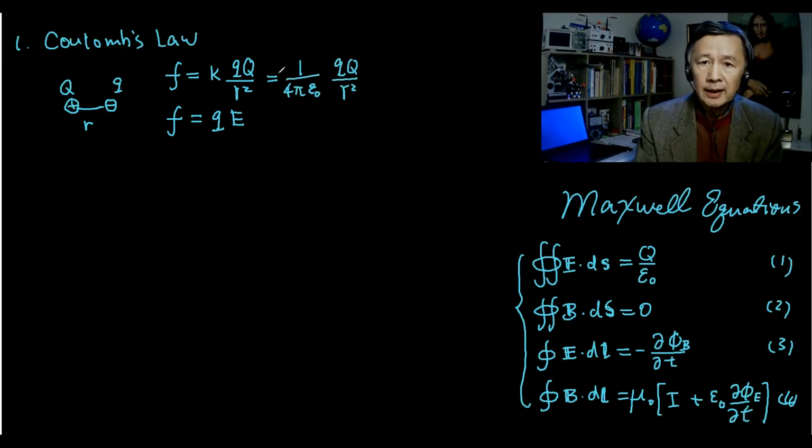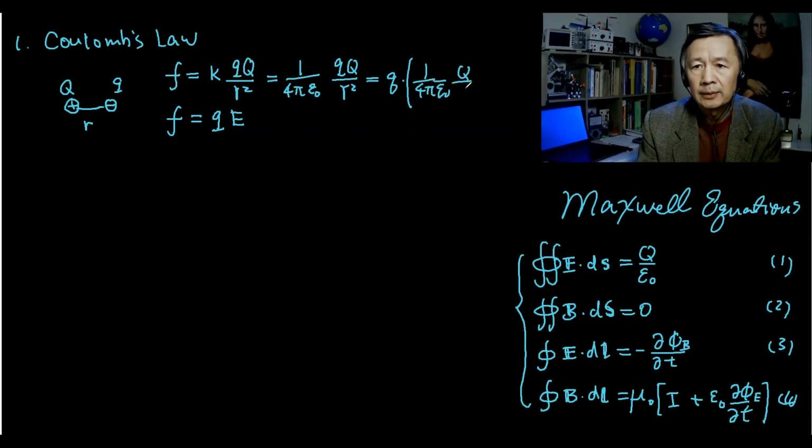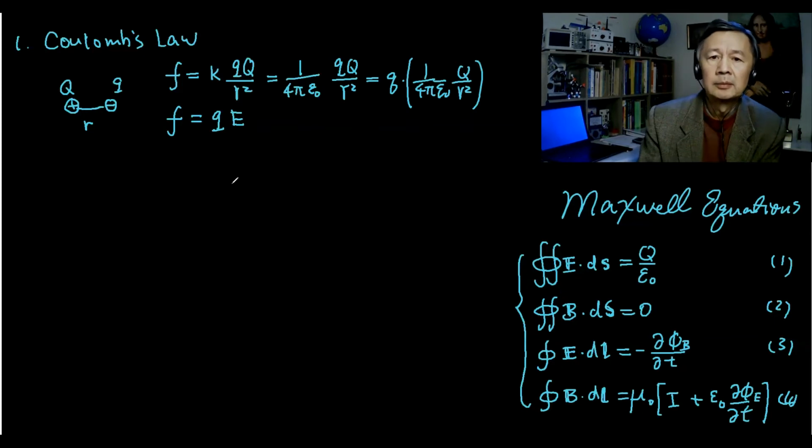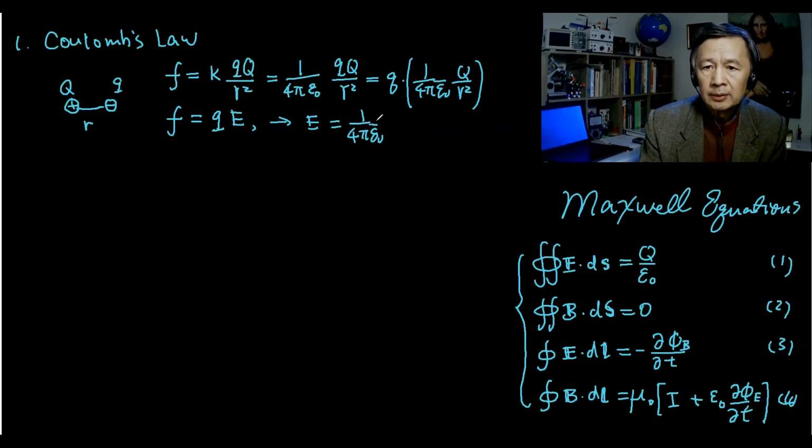If we rewrite K as 1 over 4 pi epsilon 0, then the force equals q times 1 over 4 pi epsilon 0 times Q divided by R squared. So by comparing the two equations, we obtain that E in this particular case is simply 1 over 4 pi epsilon 0 times Q divided by R squared. So this is the formula for electric field strength.